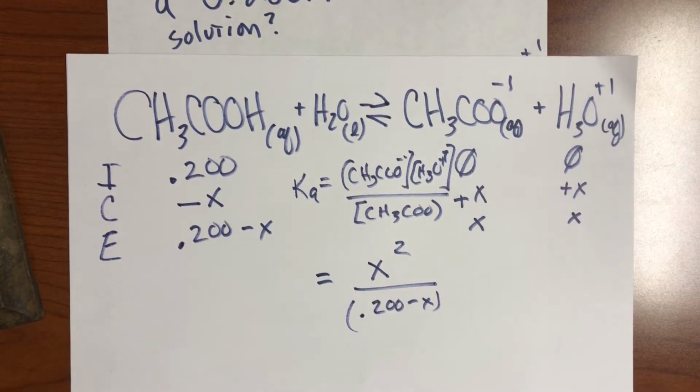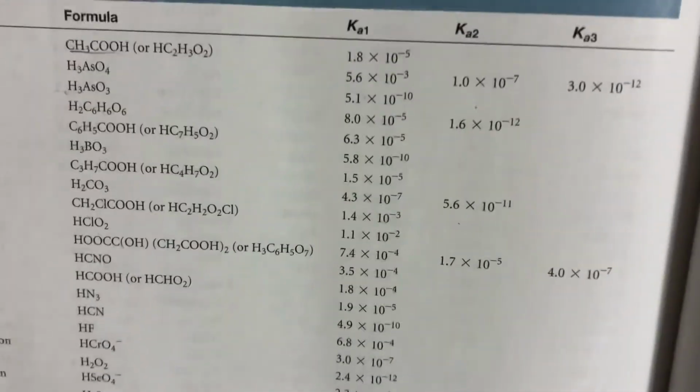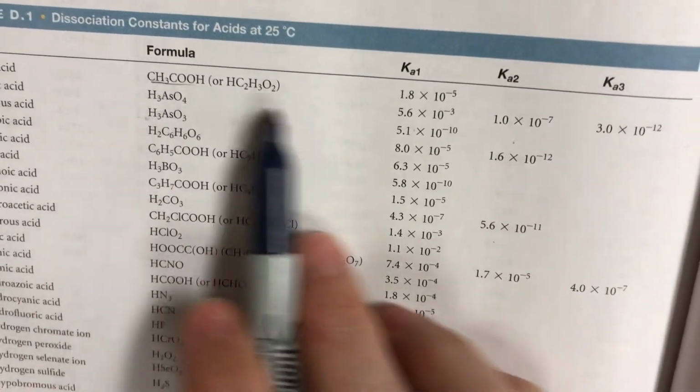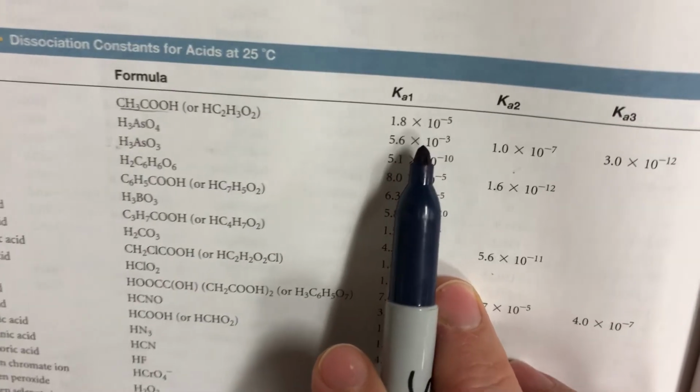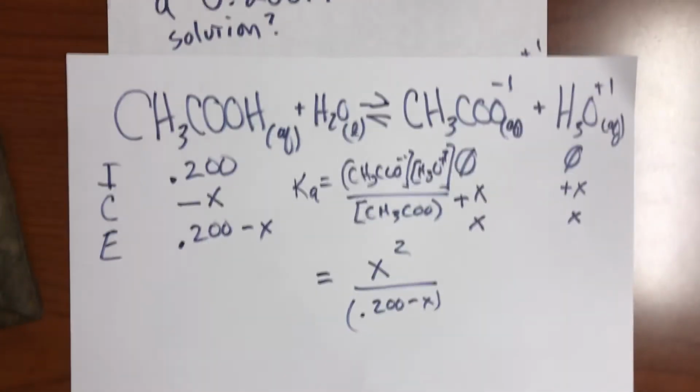So we're going to need a K value for acetic acid. So we're going to get into our appendix in our book. And we can see that acetic acid is the very first one listed here. It's got a K value of 1.8 times 10 to the negative fifth. So we'll write that out.